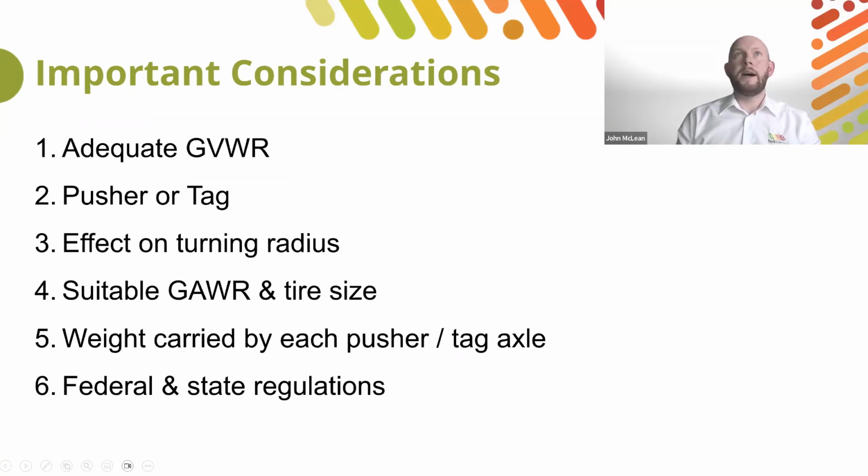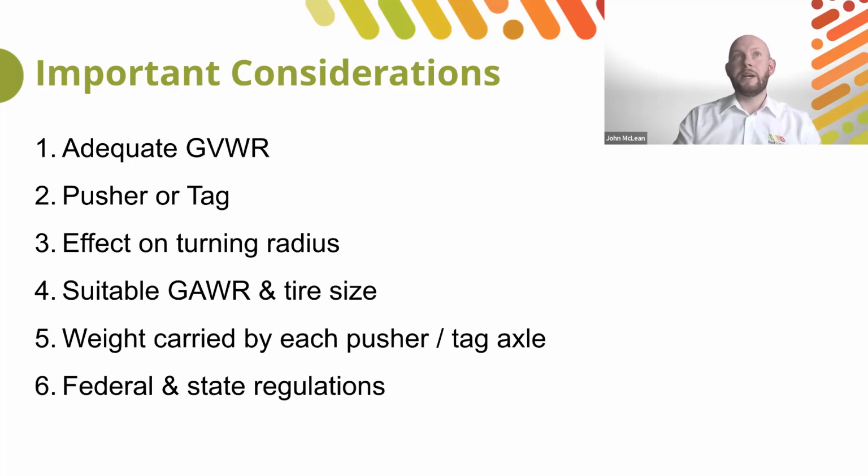So to sum up, here are a few things to consider when adding pusher and tag axles. To start, the manufacturer's gross vehicle weight rating must be adequate for the additional weight. You can talk to your local chassis supplier to confirm the gross vehicle weight rating and that the vehicle is suitable for adding more axles. Next, you'll have to choose between pusher and tag axles. You'll need to consider how each affects weight distribution. The final position of the axles will also be affected by the wheelbase and the available chassis space.